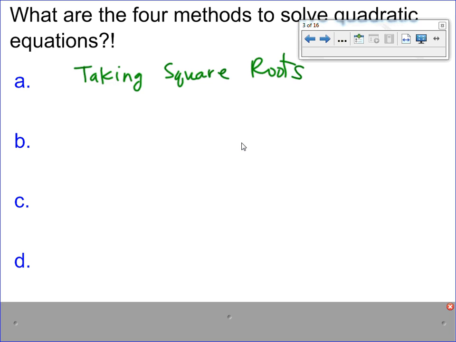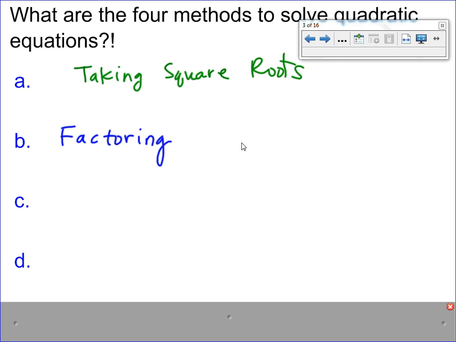Thank you. What's another method that we use to solve quadratic equations? Mark? Factoring. We use factoring. In fact, we use it in our Bellwork to solve. So factoring was another method. Thank you.